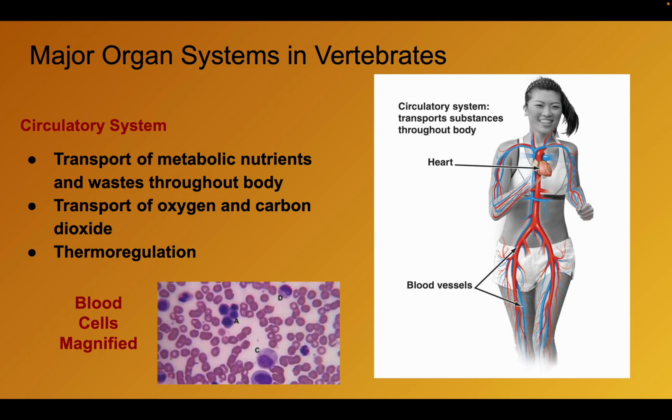Every single cell, again, needs access to nutrients and needs to get rid of waste. Every single cell needs access to oxygen and needs to get rid of carbon dioxide. And thermoregulation is another really important function here.